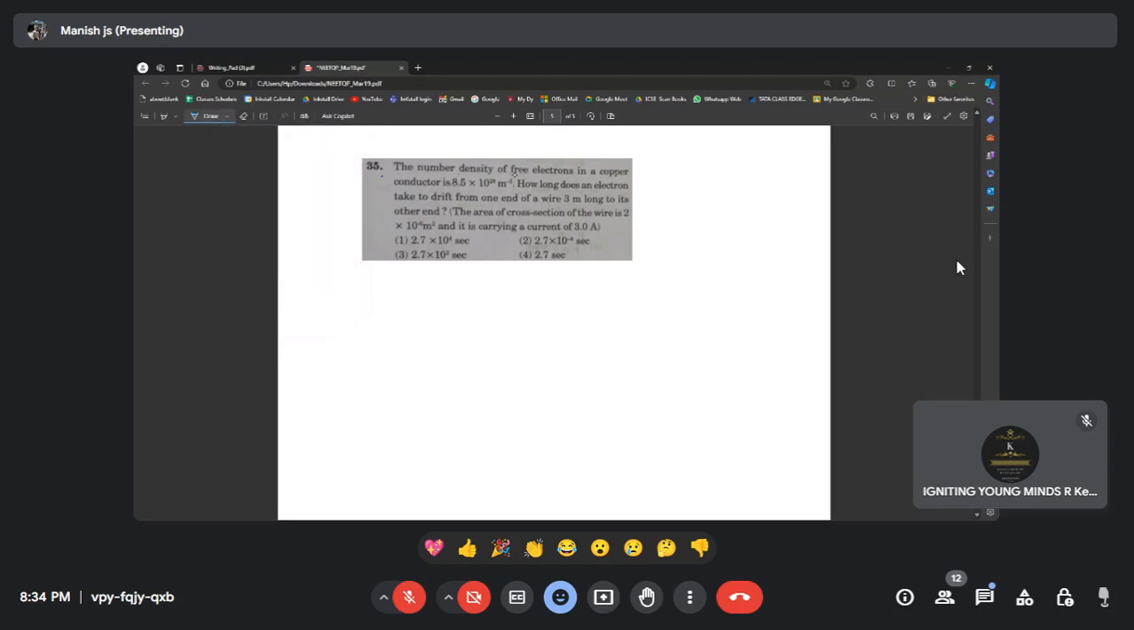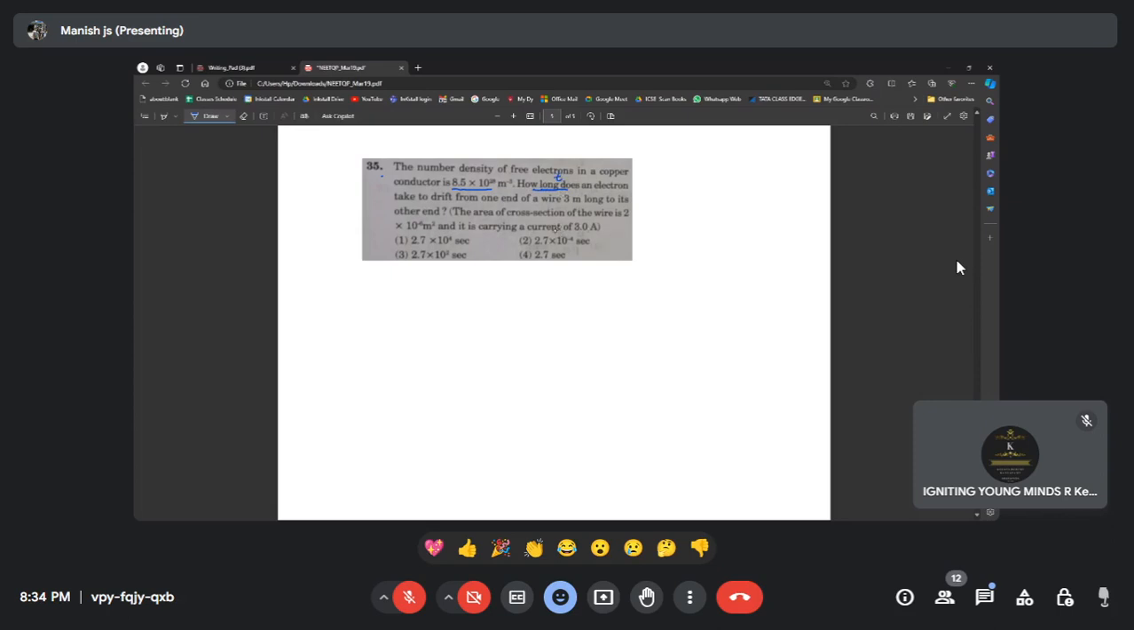The number density of free electrons in a copper conductor is being given as 8.5 into 10 to the power 28. Okay, it's not clearly visible, but I'm telling you it is 10 power 28 meter cube inverse. How long does an electron take to drift? They're telling how long does the electron take to drift? How long means, they are asking you the time.